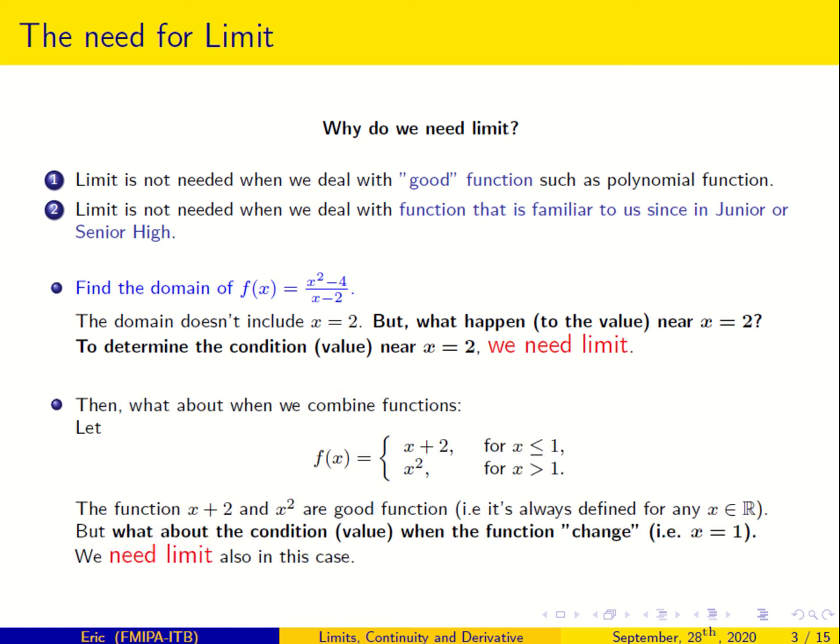Then what about when we combine functions? Let f(x) be x plus 2 for x less than or equal to 1, and x squared for x greater than 1. The functions x plus 2 and x squared are good functions in a sense. They're always defined for any x in the reals. But what about the condition or value when the function changes, such as at x equals 1? In this case, we also need limit.